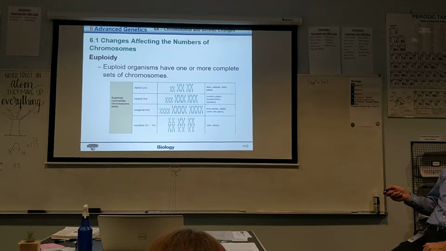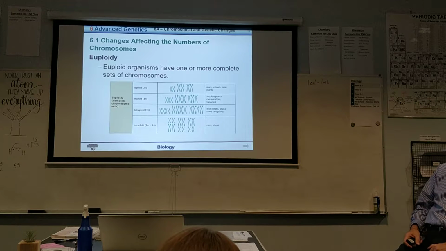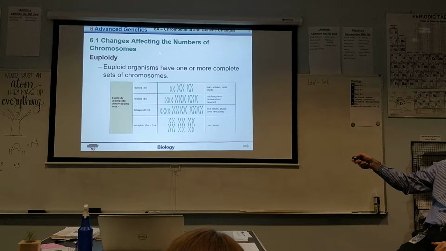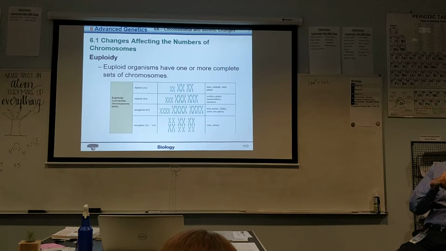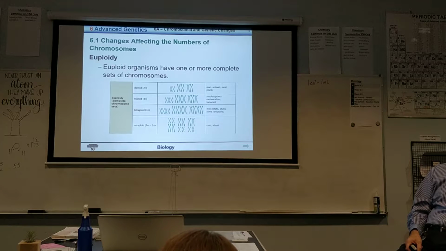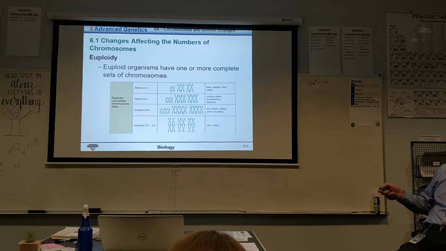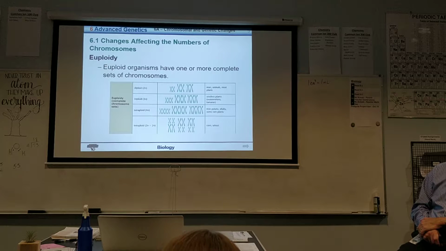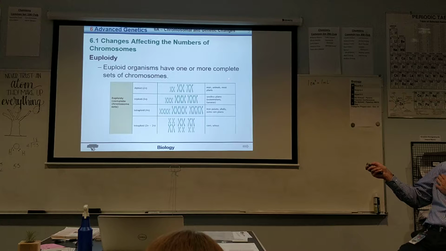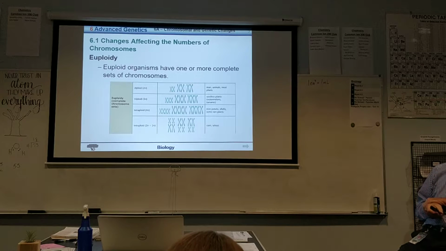Now, triploid is where you have three sets. So here are three different kinds of chromosomes, but of each type of chromosome I have three of them. So we call that triploid. Organisms that are known to be triploid are seedless plants, such as watermelon. And when you buy a watermelon that doesn't have seeds, it's produced by a plant that is triploid. Banana the same way.